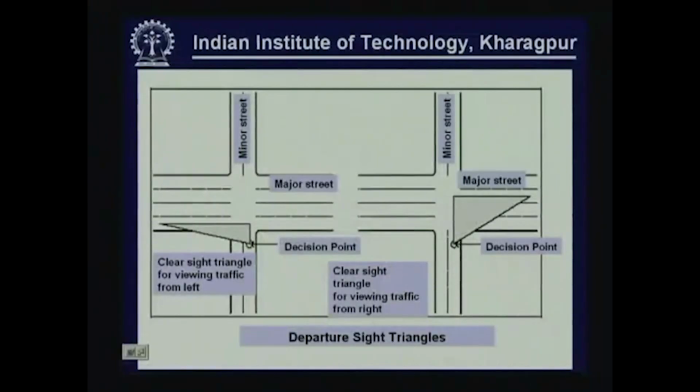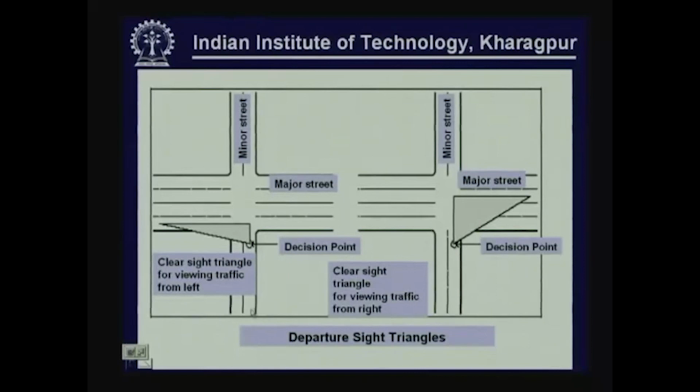Now, look at this sketch. The concept of departure side triangle is explained here. It is similar to the concept of approach side triangle, except the vehicle is a stopped vehicle from the minor road. Therefore, normally the required triangular area or the side triangle dimension may be different.